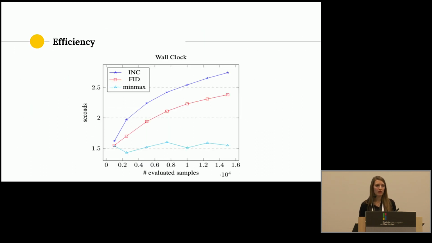One thing about metrics is that we really need them to be efficiently computable in practice, because ideally we want to be able to compute a metric throughout the training. We checked the log time for inception, FID, and our metric, and we find that they all exhibit this. And in fact, minimax is faster to compute, as well as our duality gap, since we fixed the number of update steps.